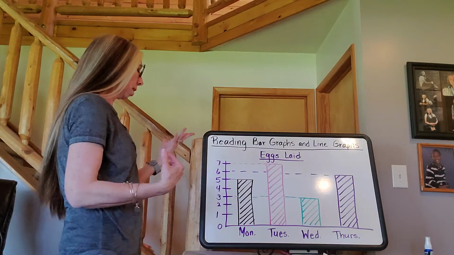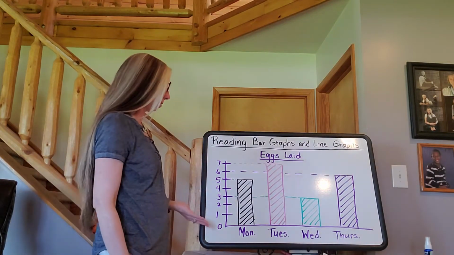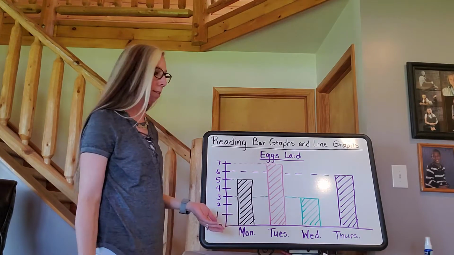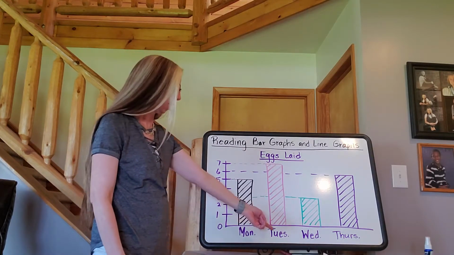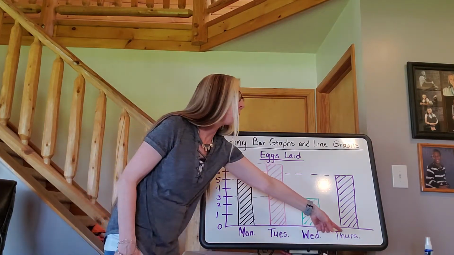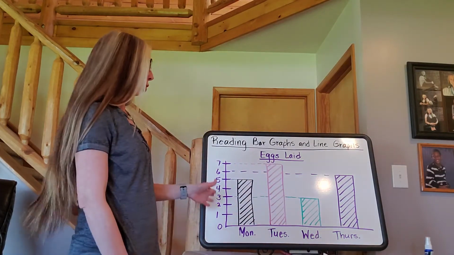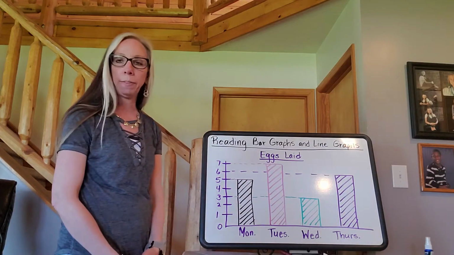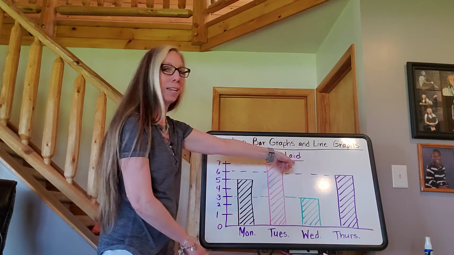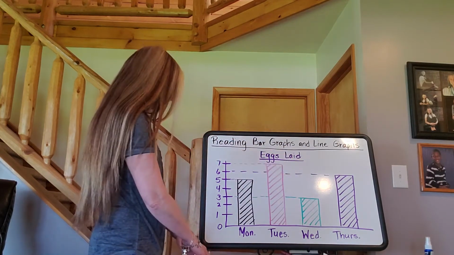All right, so we're going to go over reading bar graphs. We're talking about hens laying eggs. At the bottom, we have the different days of the week, and I just used the abbreviations. I used MON for Monday, TUES for Tuesday, WED for Wednesday, THURS for Thursday. Those are the days that they kept track of when the hens laid eggs and how many eggs they laid. So, eggs laid on those days.